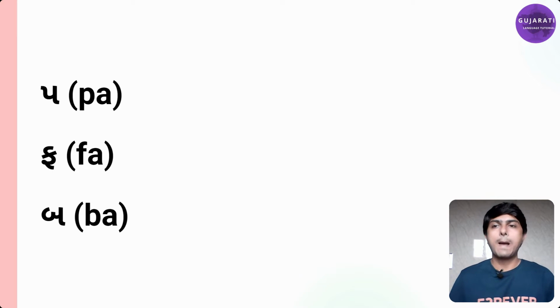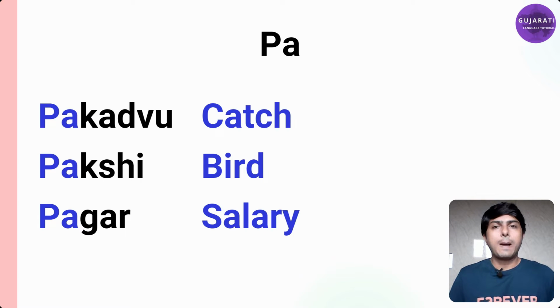The very first is P, then P, then B. P means PA, P means FA, and B means BA. So let's start with P. If you see with P, we have a couple of words over here.